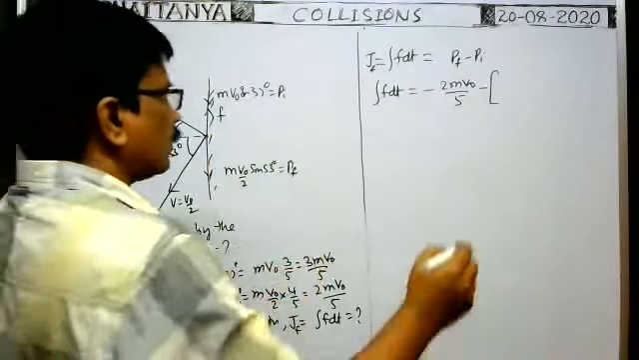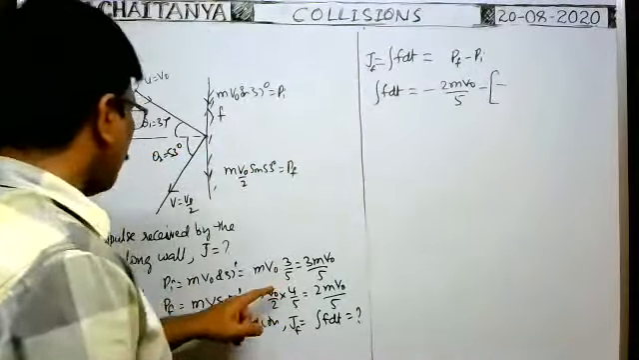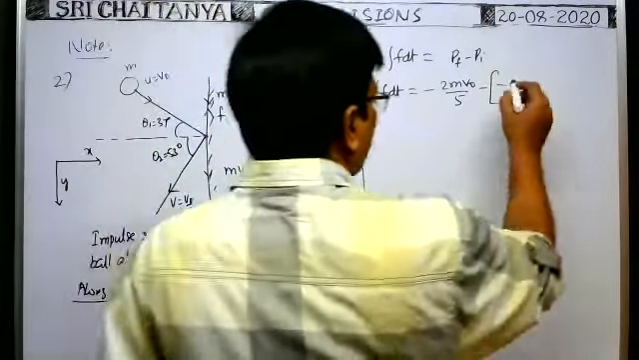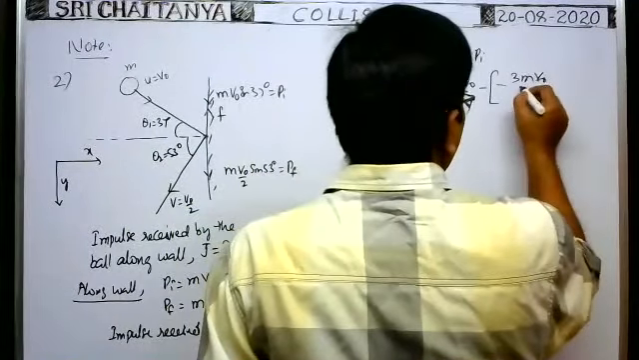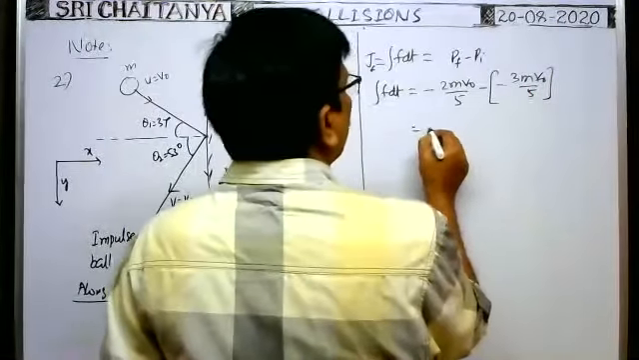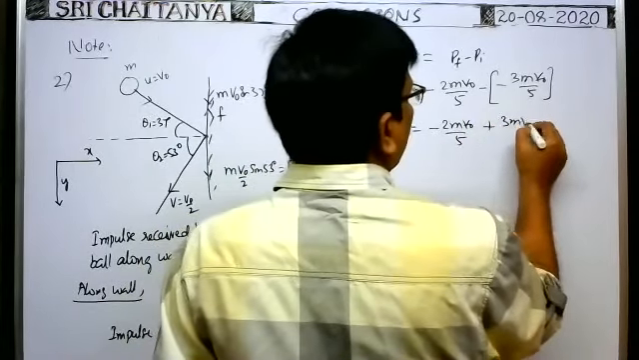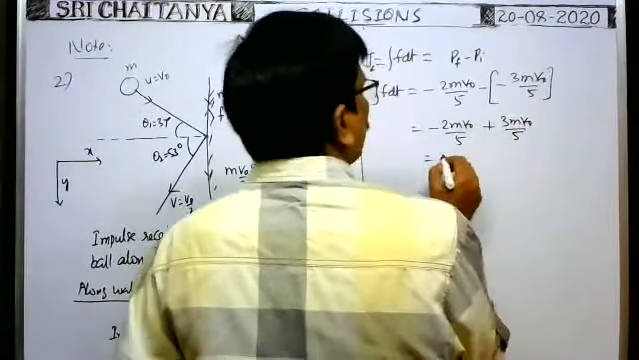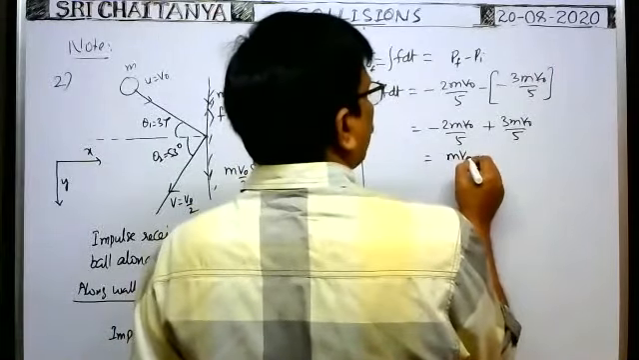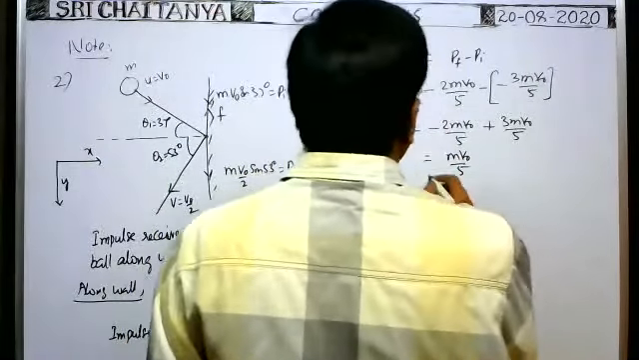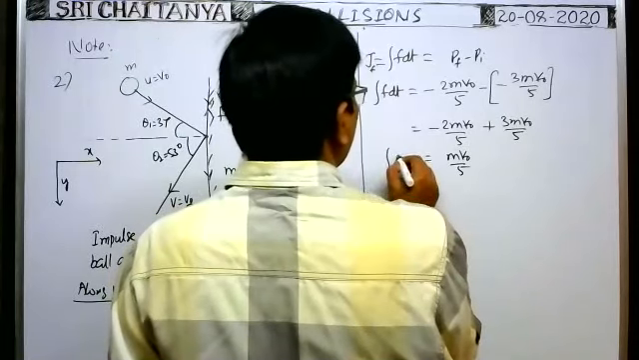Minus of minus initial momentum. Initial momentum is equal to 3m v naught by 5. Therefore, minus 2m v naught by 5 plus 3m v naught by 5 is equal to m v naught by 5. That is the impulse received due to friction.